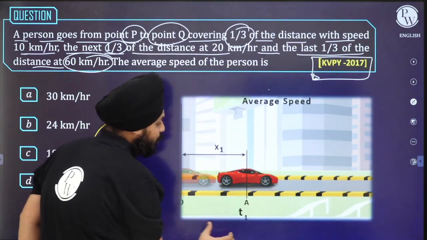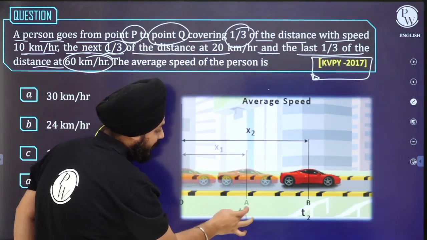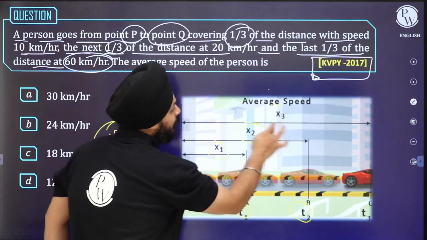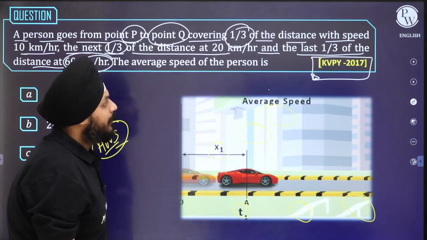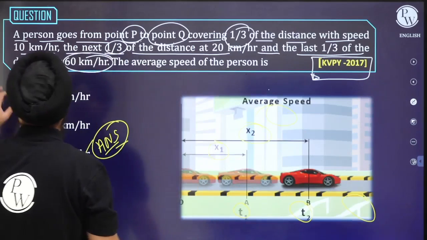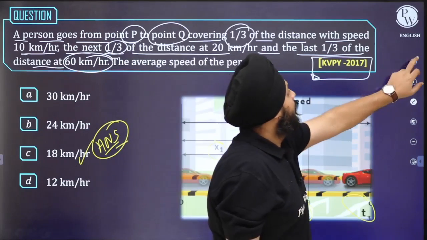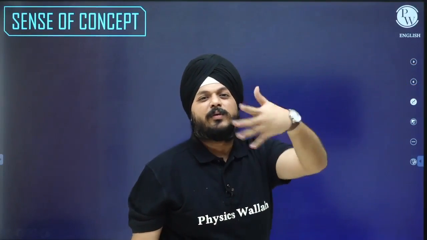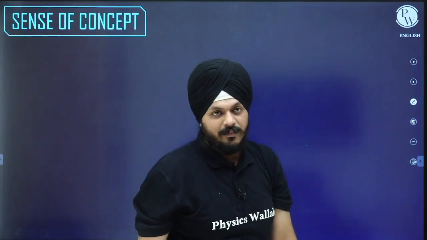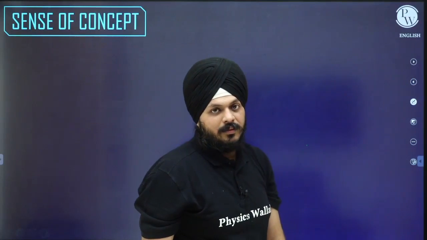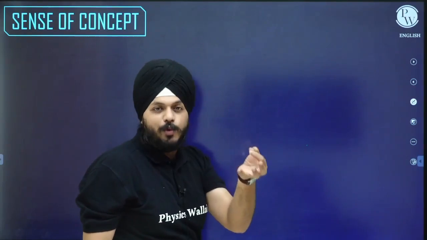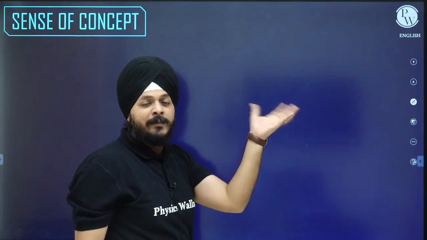Everything appears in the visual. For the x1 interval, we have t1 amount of time. For the x2 interval, we have t2, and for the x3 interval, we have t3. Now, this is not a new concept; it has already been explained in many lectures and in many batches. So rapidly we are going to grab some important and noteworthy points from this concept that will be really helpful in the upcoming KVPY paper.